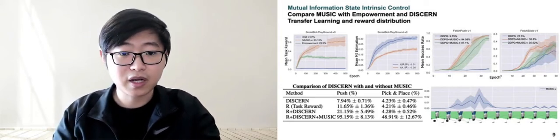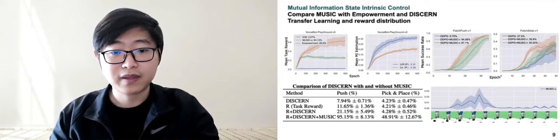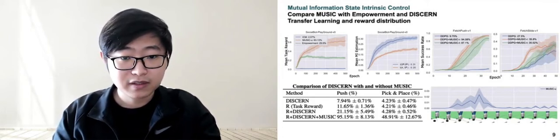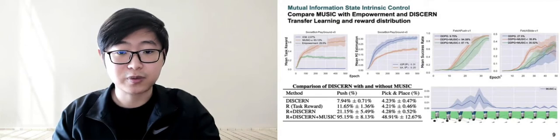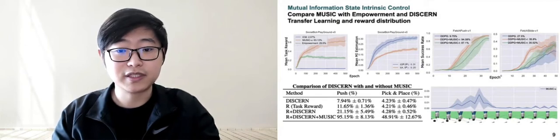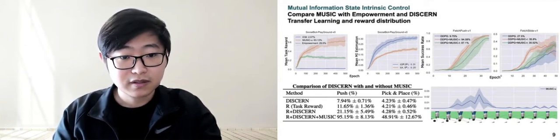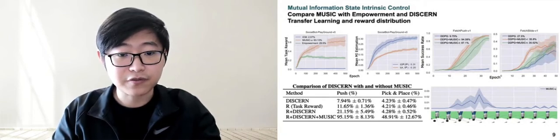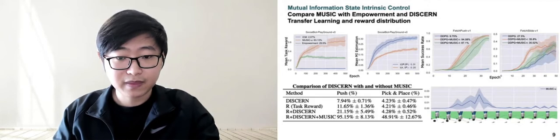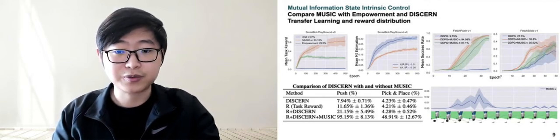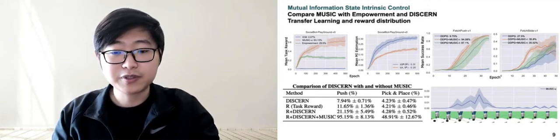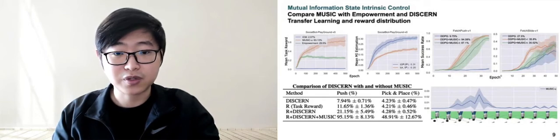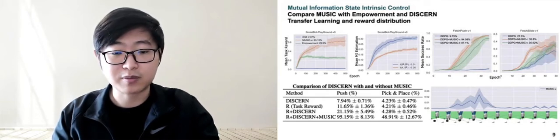In the table, we compare DISCERN with and without MUSIC. So the objective of DISCERN is to maximize the mutual information between the current state and the goal state. We can see the performance improvement from the third line to the first line. This performance improvement is due to that with MUSIC, the agent can first learn to control the current state, and then with the DISCERN objective, it can learn to move the current state to the goal state.